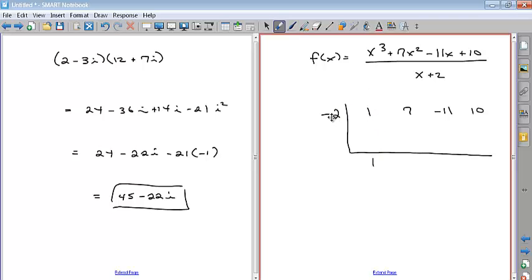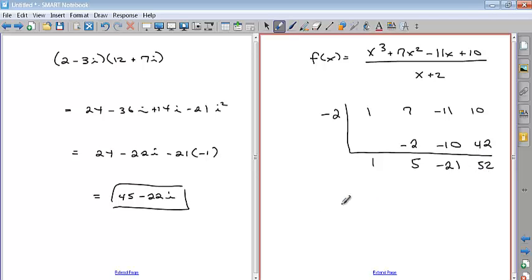Okay, bring down 1. Negative 2 times 1 is negative 2. 7 plus negative 2 is 5. Negative 2 times 5 is negative 10. Add these together, you get negative 21. Negative 2 times negative 21 is positive 42. Add these together, you get 52.